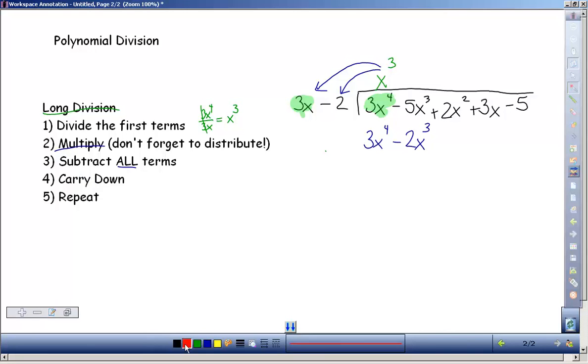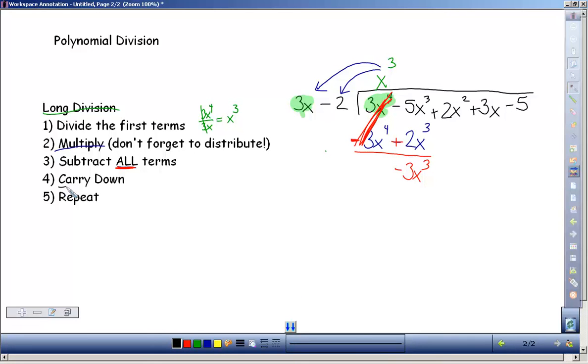Third step says to subtract all terms, being the key phrase here. I'm going to subtract 3x to the fourth. But what's minus a negative? This is where most people mess up. They forget to go down and subtract all of them. Minus a negative becomes plus a positive. So when I subtract these, notice the first terms cancel out. Folks, the long division is designed so that those first terms will always cancel out. If those two don't cancel out, you didn't do it right. That's a warning sign. These should always cancel out. These might not. So negative 5x cubed and positive 2x cubed is going to leave me with negative 3x cubed.